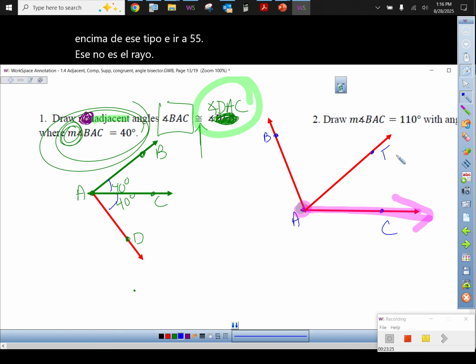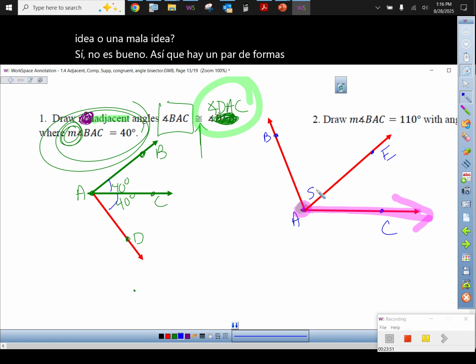I didn't measure mine because it's hard to put on the board. You need to measure it to 55 degrees, so yours will look a lot better than mine. But then I'm going to try something and see if you think this is a good idea or a bad idea. What if I put the 110 right there? Does that look like a good idea or a bad idea? Yeah, it's not good.